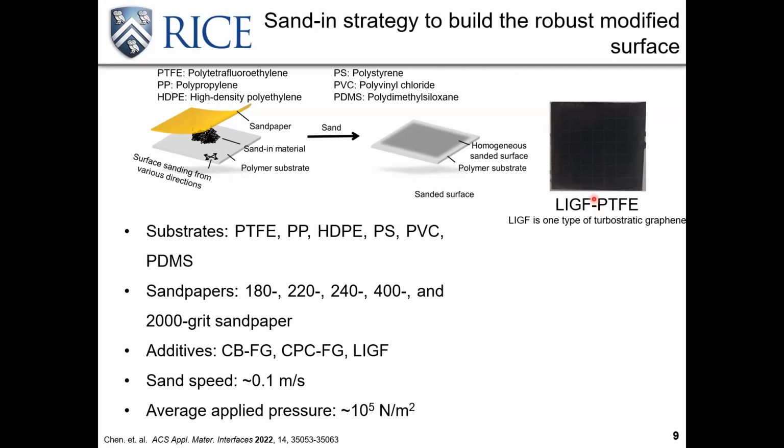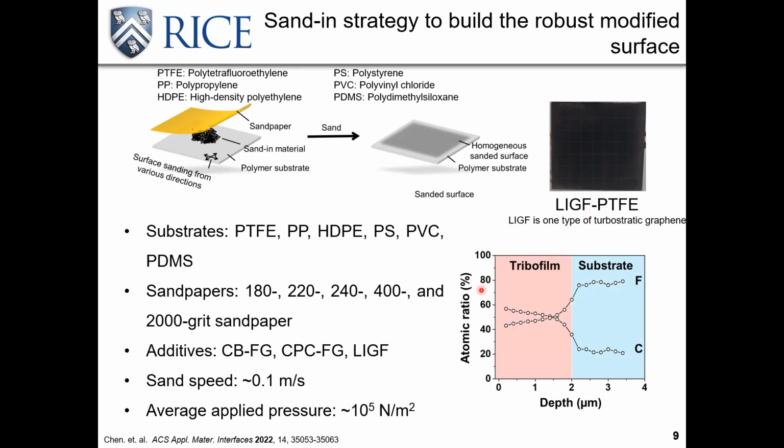Then we estimate the thickness of this surface coating. We also call this surface coating the tribofilm, and the element content is as shown here. So based on the change of the element, we can see the coating thickness is about 2 microns. We have tried different substrates, different sandpapers, and different additives in our sanding experiment to compare the results.